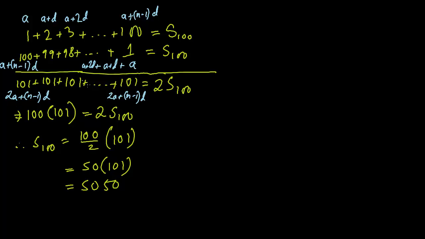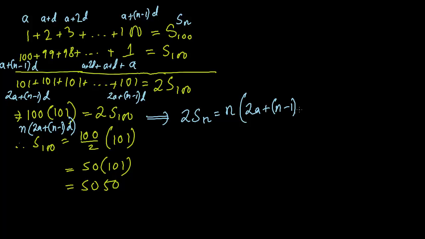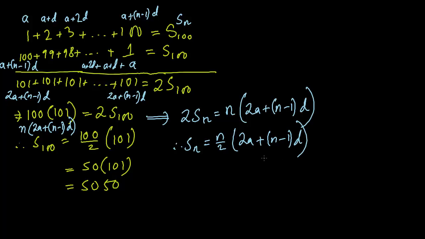So if you add up 100 of those, in this case, since instead of 100 we are writing n, that would be n times (twice a plus (n minus 1)d). That's what happens. So this is 2Sn. Let me write this out here: twice Sn is n times (twice a plus (n minus 1) into the common difference). Therefore, the sum of the first n terms is n by 2 times (twice a plus (n minus 1) into the common difference).